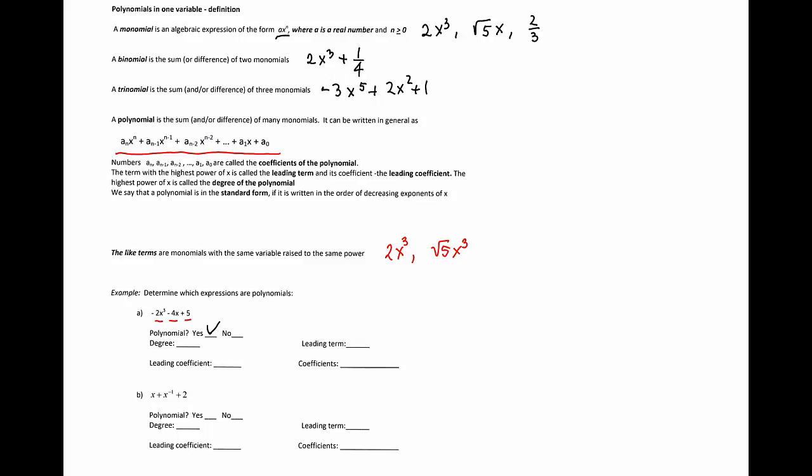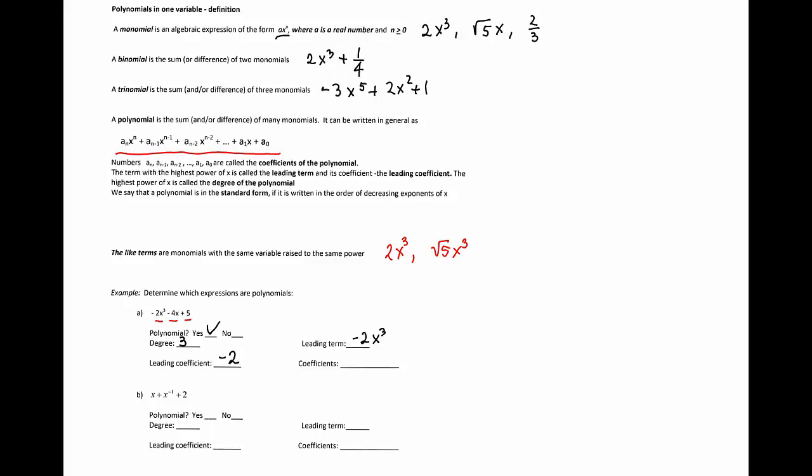Now, if I'm looking for the degree of that polynomial, I'm looking for the highest exponent of the variable, and here that highest exponent is 3. The leading term is the term with x to the highest exponent, so the leading term is negative 2x cubed. The leading coefficient is the coefficient of the leading term, so the number that comes with the leading term is negative 2.